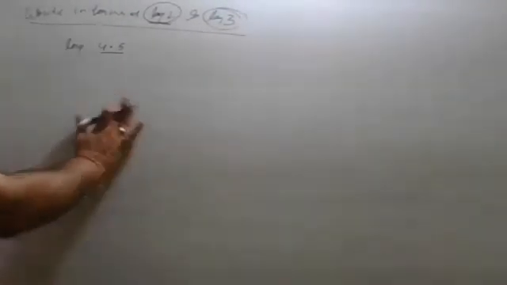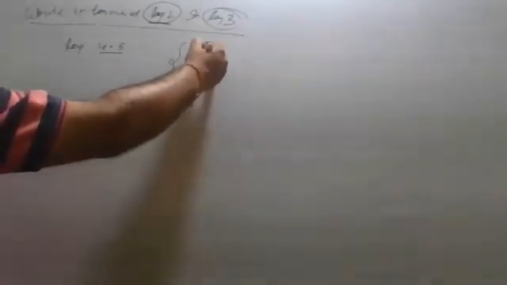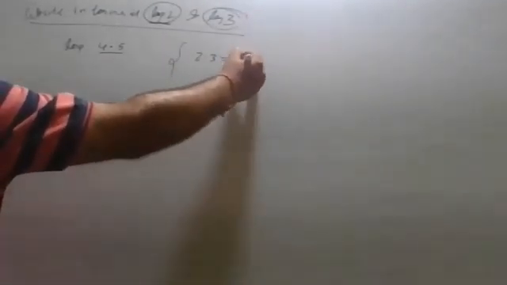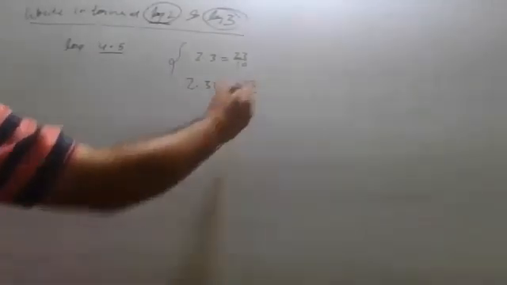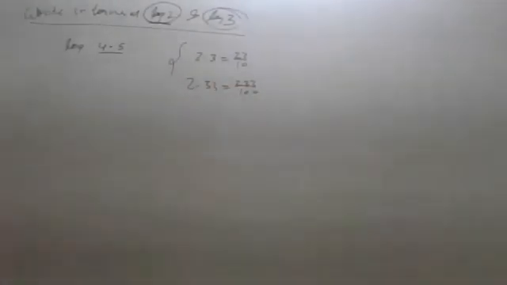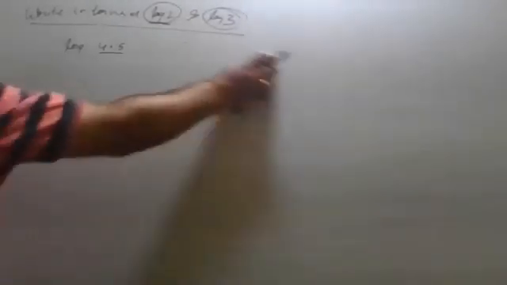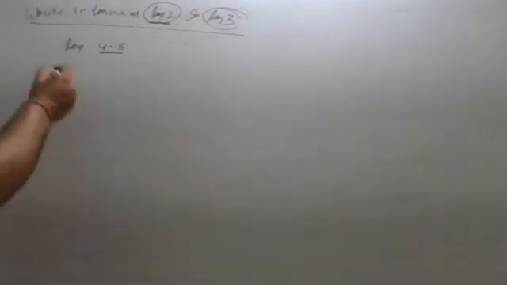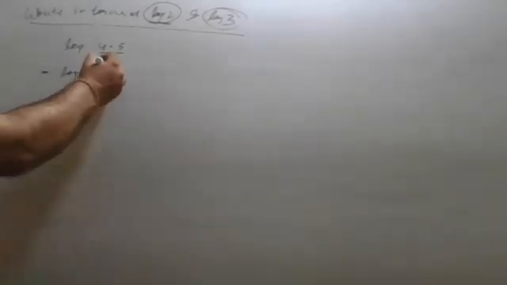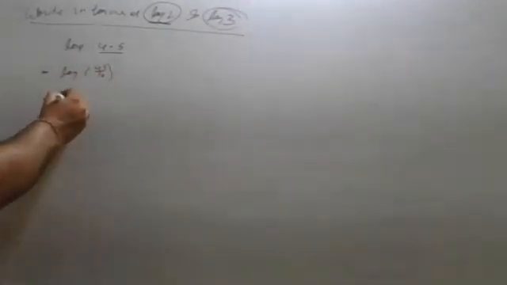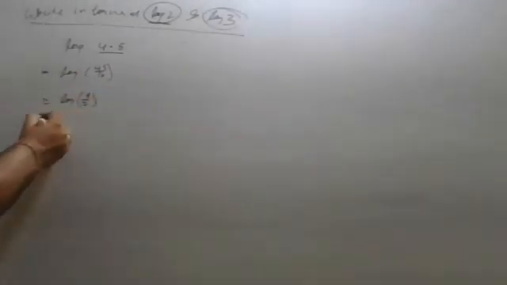So if there is log 4.5, first change it to a fraction, like 2.3 as 23 by 10 or 2.33 as 233 by 100. So what will be the value of log 4.5 then? Log 45 by 10. Then convert it to 9 by 2. Log 45 by 10 equals log 9 by 2. Continue. Next line.